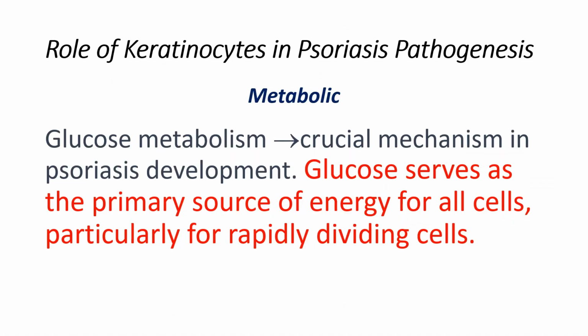A prominent feature of psoriasis is the excessive proliferation of keratinocytes, which demands a significant amount of energy, amino acids, nucleotides, and lipids. Recent studies have highlighted the importance of metabolism, particularly in keratinocytes, in the pathogenesis of psoriasis. Among various metabolic pathways, glucose metabolism is an important mechanism in psoriasis development. Glucose serves as the primary source of energy for all cells, particularly for rapidly dividing cells, and its involvement in psoriasis has attracted more attention.